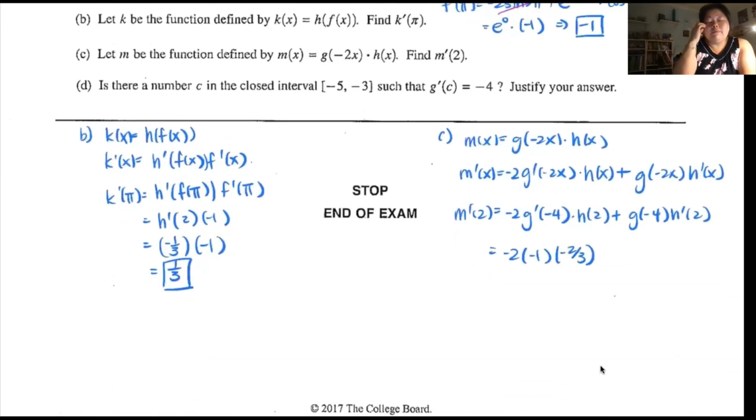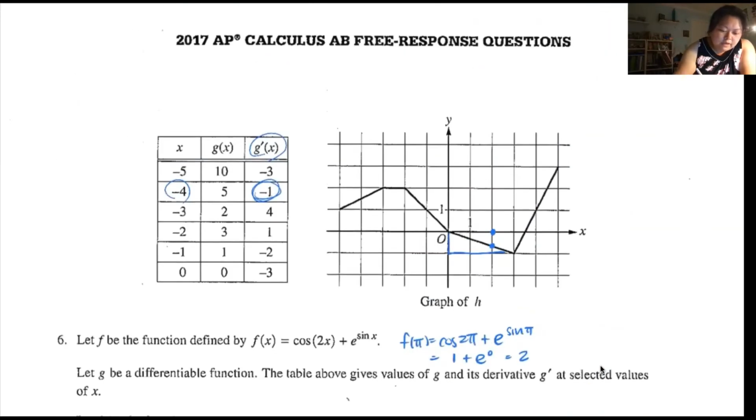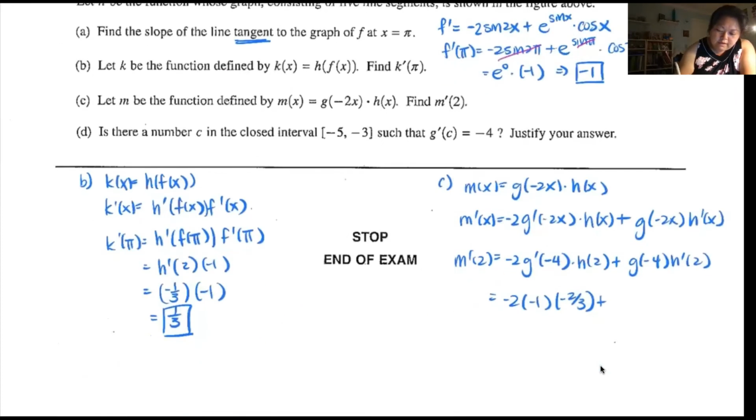You can also do that by figuring out the equation and plugging in the 2. Same idea. And then g of negative 4, so go back up. G of negative 4 is 5, so 5 here. And what is h prime of 2? We got that from the previous part B. H prime of 2 is negative 1/3. So that will give me negative 4 over 3 minus 5 over 3. That gives me negative 9 over 3, which is negative 3.